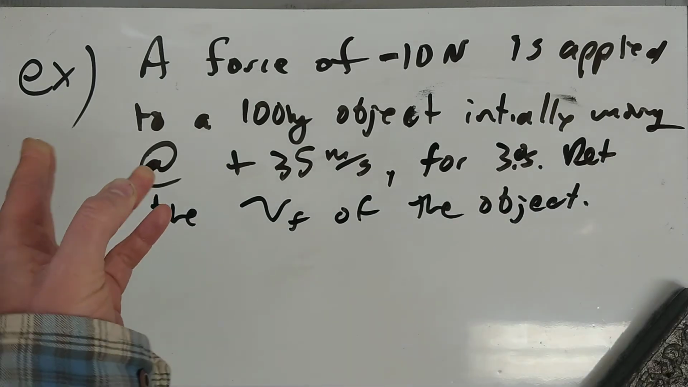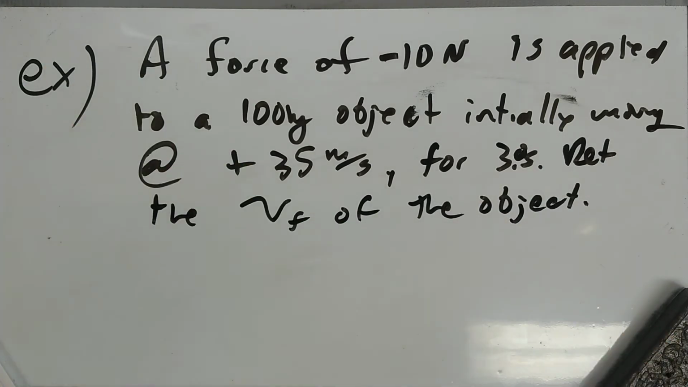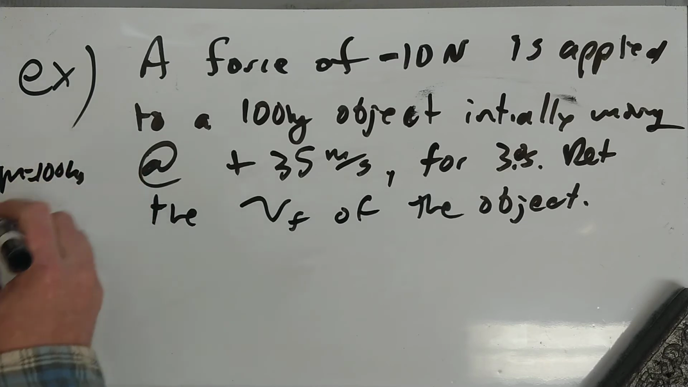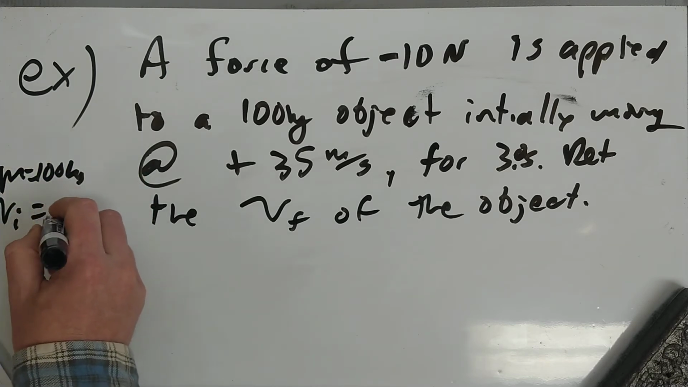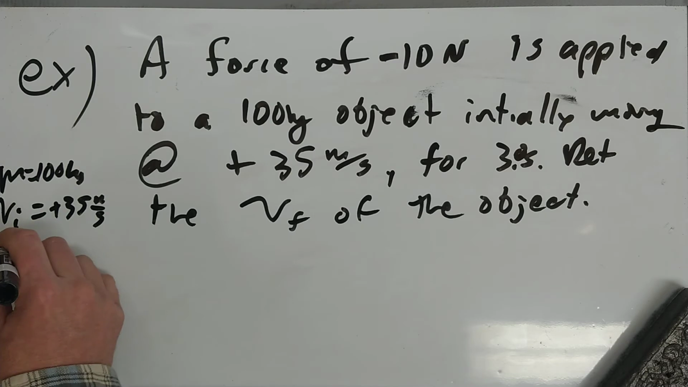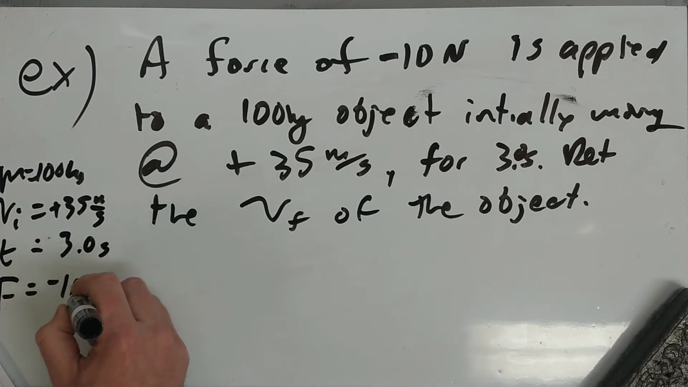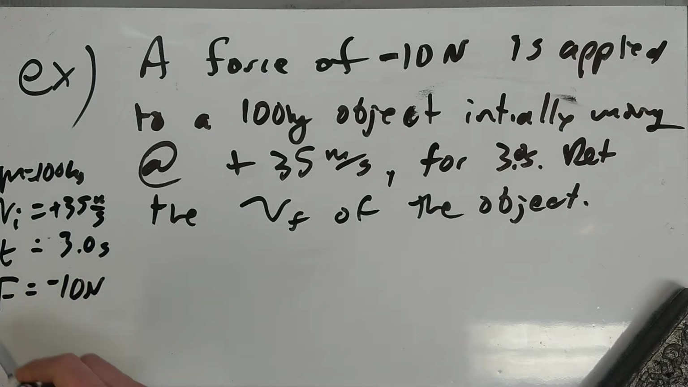All right, so a force of negative 10 newtons is applied to a 100 kilogram object initially moving at positive 35 meters per second for 3 seconds. So the force is applied for 3 seconds. Determine the final velocity of the object. So let's write down some stuff over here. M equals 100 kilograms. V initial is positive 35 meters per second. The time the force is applied is 3.0 seconds. The force itself is negative 10 newtons. And we're going to look for the final velocity.